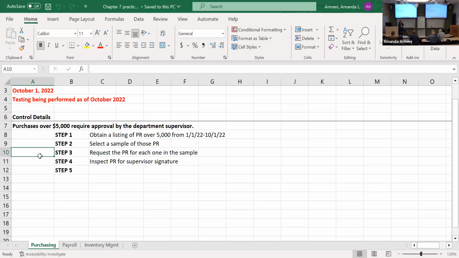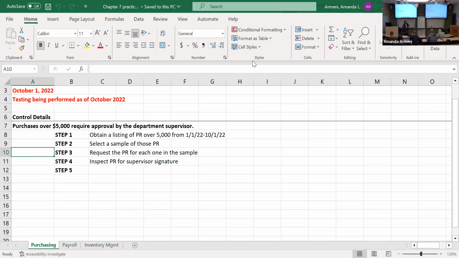On Wednesday, we were discussing in Chapter 7 the process that the auditor goes through in order to come up with a series of steps, which we call an audit program, that are going to allow the auditor to gather the evidence that they need about the control and figure out whether it's working or not. For example, this first control: purchases over $5,000 require approval by the department supervisor.